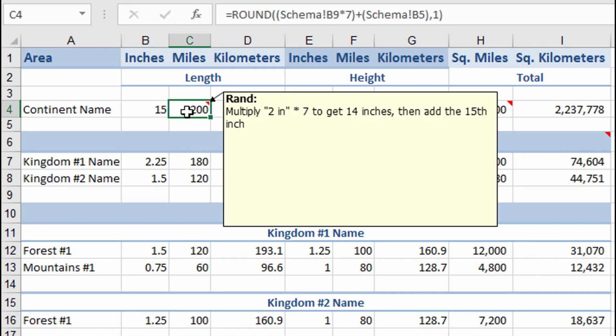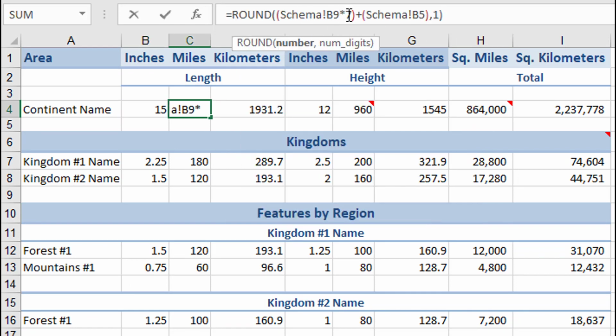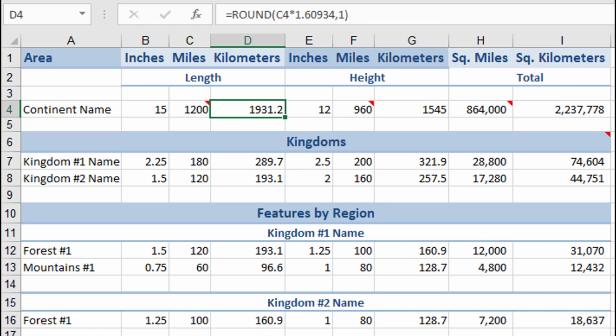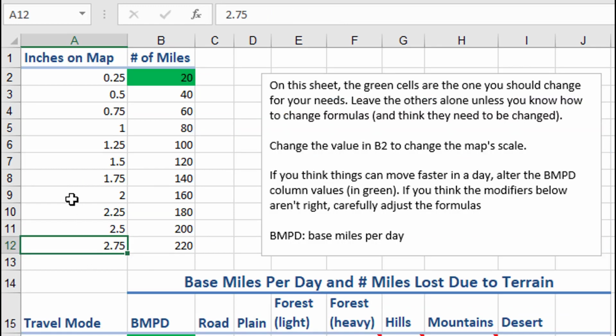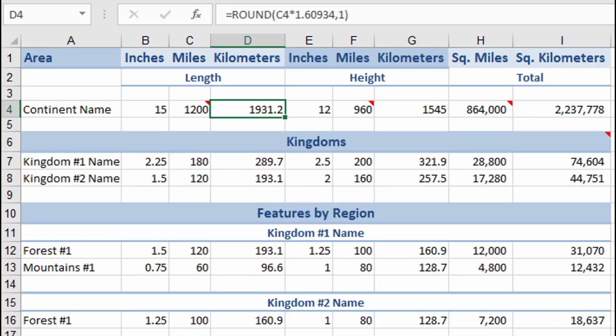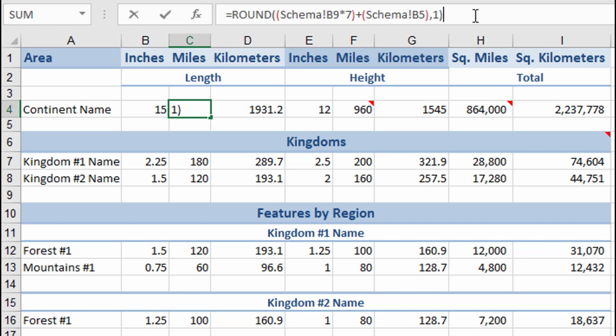So if I click over to here, what I've done is I've taken B9 and I've multiplied it by 7. Why did I do that? Well, let's go look at what B9 on the schema sheet is. B9 is 2, right? So what's 2 times 7? That gets me 14. But I need one more than that, so I'm probably going to need B9 times 7 for 14 plus B5. And as it turns out, that's exactly what my formula says. B9 times 7 gets me 14 plus B5. So that gets me my 15 inches.